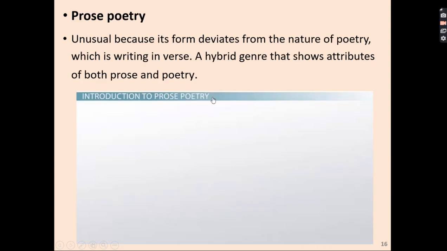Next, we have the prose poetry. Prose poetry is unusual because its form deviates from the nature of poetry, which is writing in verse. So it is a hybrid genre that shows attributes of both prose and poetry. So let's take a look at the introduction to prose poetry video.